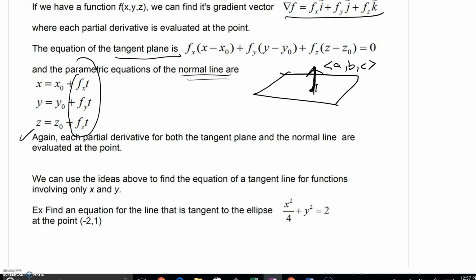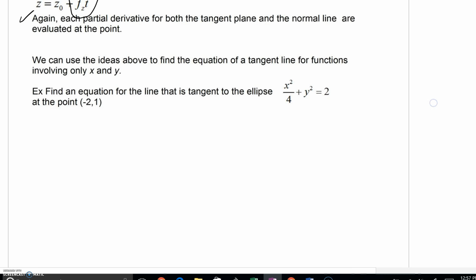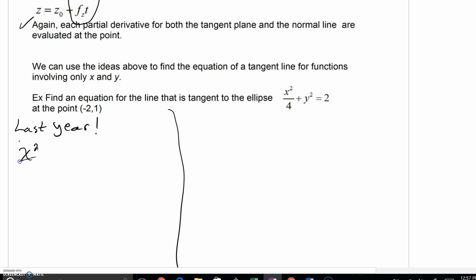So we can use the ideas above to find the equation of a tangent line for functions involving only x and y. My goodness, we're going back in time. Let's go back to the good old days last year. Let's see, we've got x squared all over 4 plus y squared equals 2. And last year you dealt with this problem as all calculus students do. You'd say, let's write the equation of a tangent line at the point negative 2 comma 1.